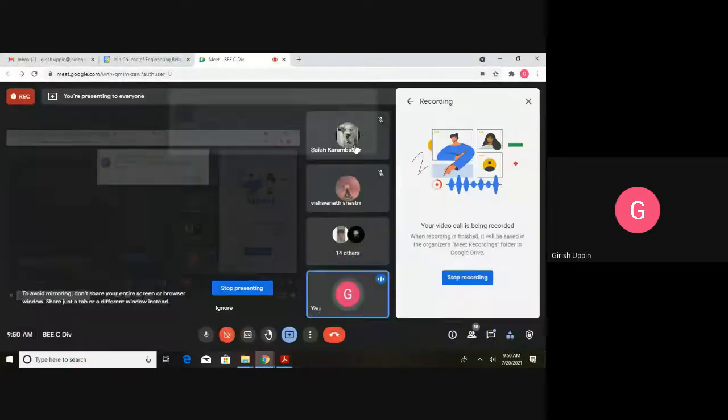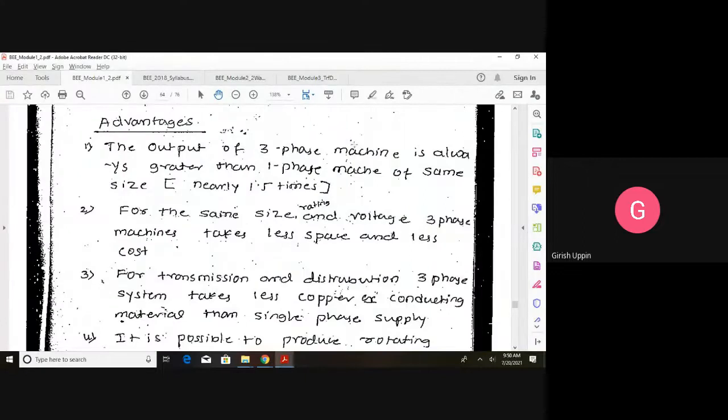There are many advantages of having three-phase instead of single-phase. The output of a three-phase machine is always greater than that of a single-phase machine of the same size. Suppose you have same-size machines, the output of three-phase is always more than single-phase for the same size we are talking about. It would be about 1.5 times the output that it will generate, if you have three-phase.